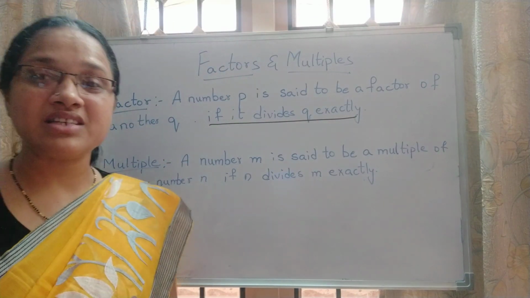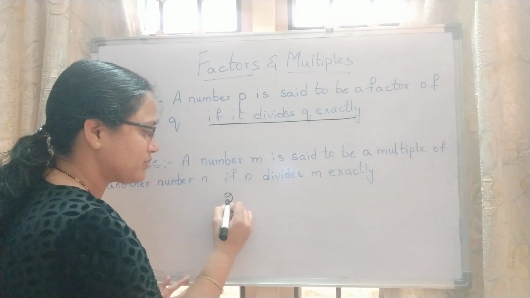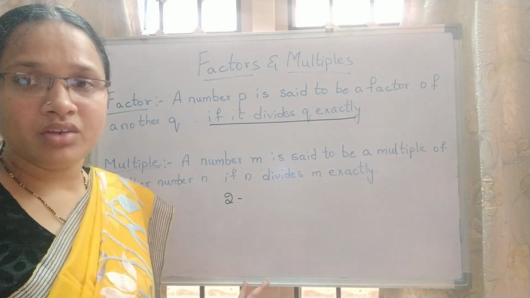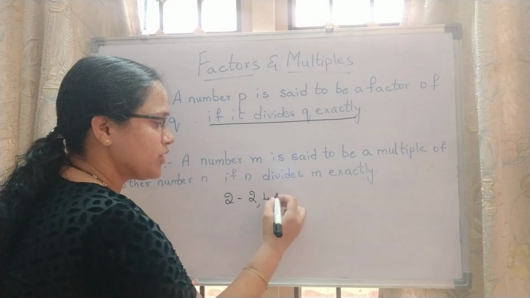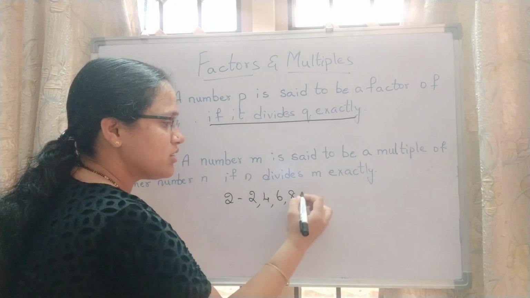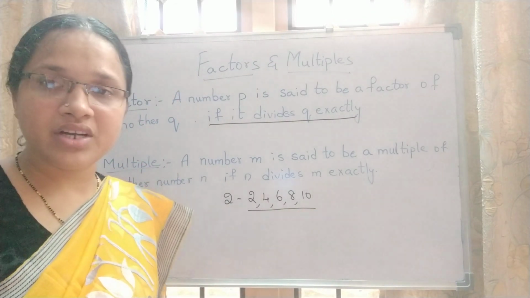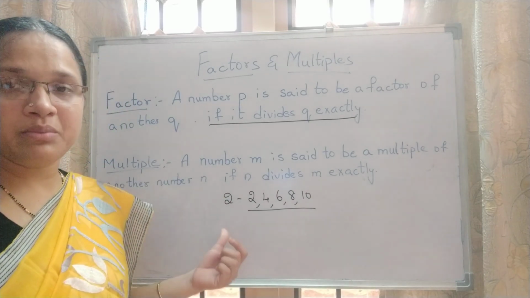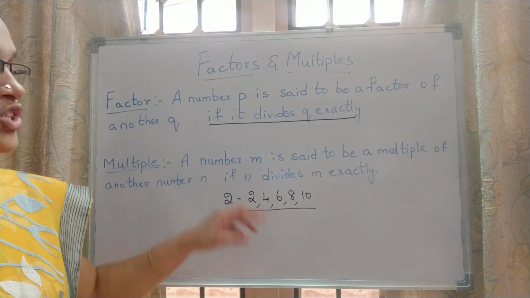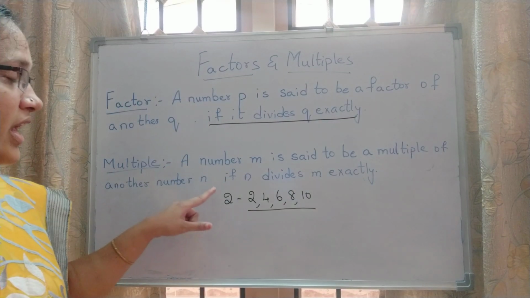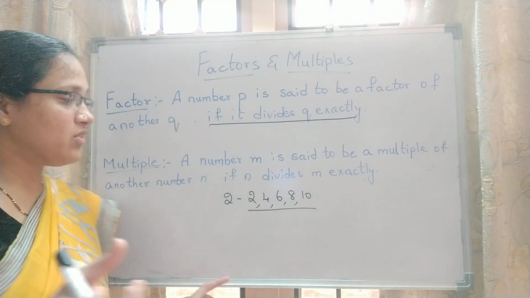Now let us learn what we mean by multiples. Multiples are nothing but tables, children. If you are asked to write the multiples of 2, you just need to learn the 2 table. 2 ones are 2, 2 twos are 4, 2 threes are 6, 2 fours are 8, 2 fives are 10. These are the first 5 multiples of 2. Multiples are nothing but tables. You can refer to the definition here.